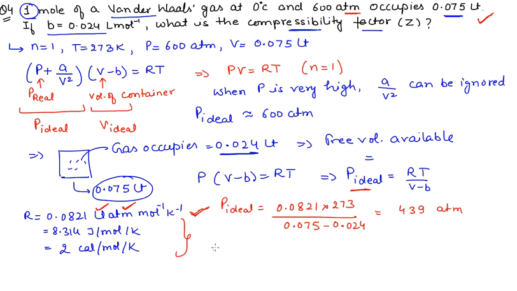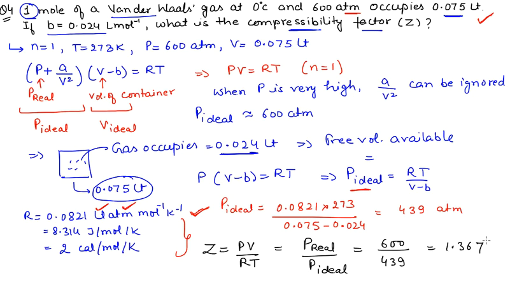Now when you talk about Z, the compressibility factor, that is PV by RT. Now this RT is not going to change because temperature is not changing, so you can say Z is also equal to P real upon P ideal. So real pressure is 600 upon ideal pressure 439. So it will give you Z is equal to 1.367. So Z is greater than 1.